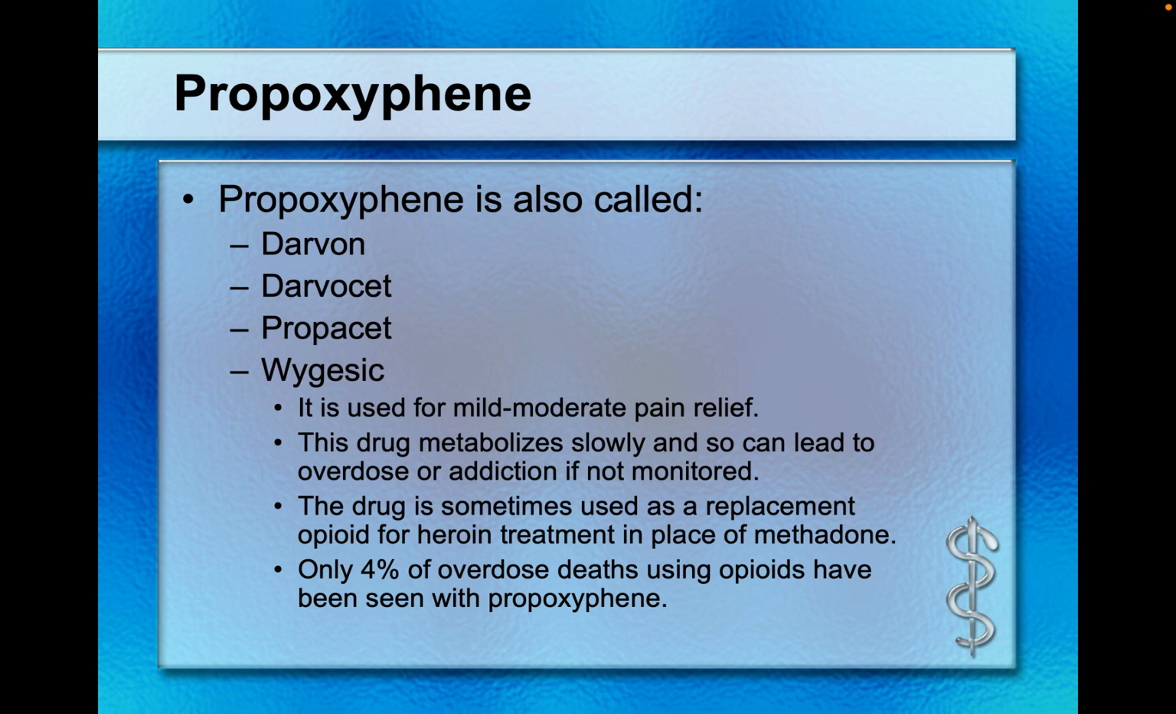Propoxyphene is also called Darvon, Darvocet, Propacet, and Wygesic. It is used for mild to moderate pain relief. This drug metabolizes slowly and so can lead to overdose or addiction if it's not monitored. The drug is sometimes used as a replacement opioid for heroin treatment in place of methadone. Only 4% of overdose deaths using opioids have been seen with propoxyphene, also known as Darvon or Darvocet.